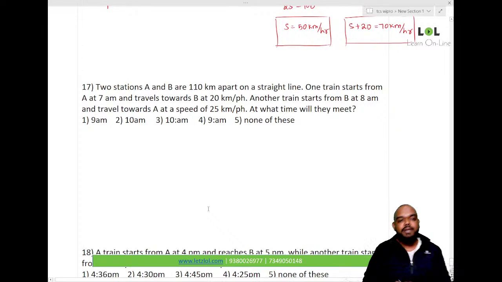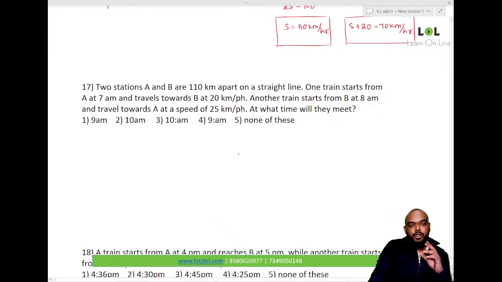Next question. What do we have? 17th one. Two trains A and B are 110 kilometers apart on a straight line. One train starts from A at 7 a.m. and travels towards B at 20 km per hour. Another train starts from B at 8 a.m. and travels towards A at a speed of 25 km per hour. At what time will they meet?